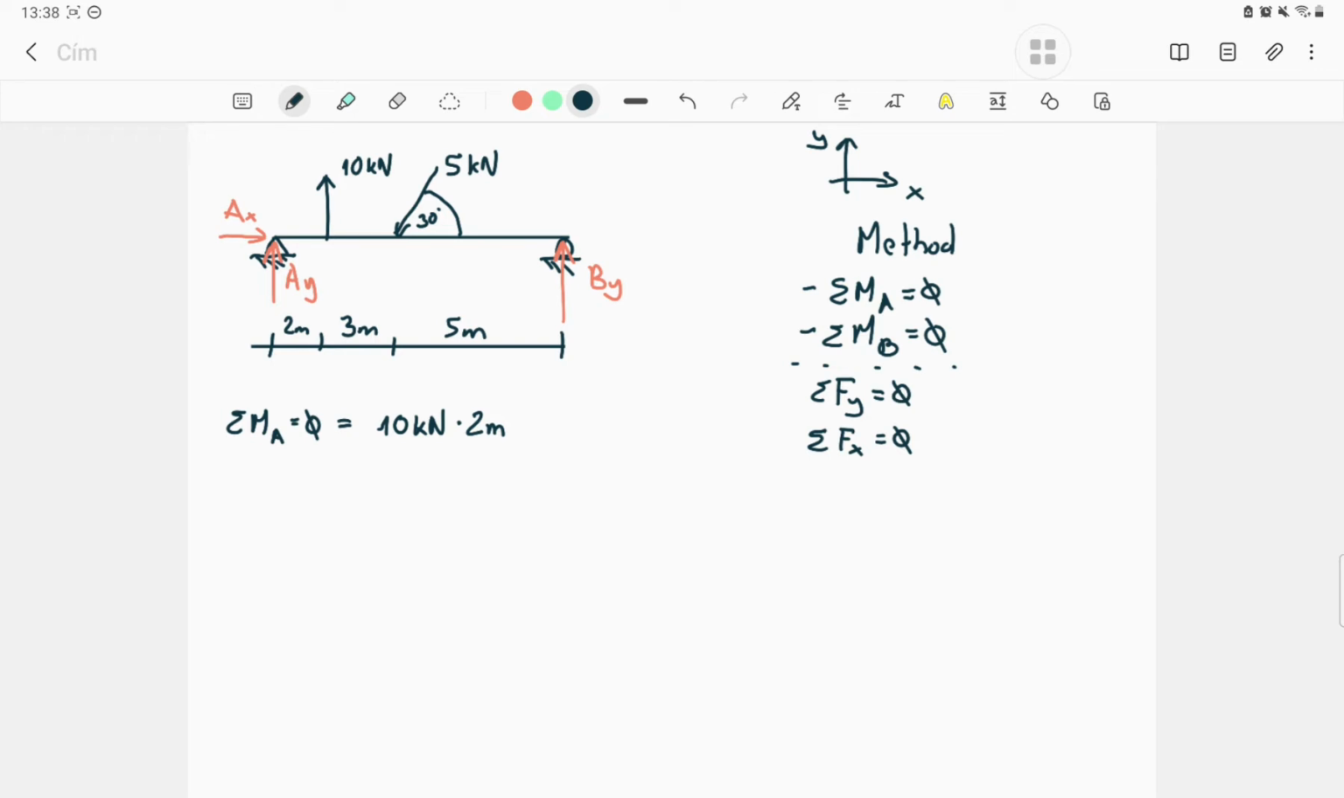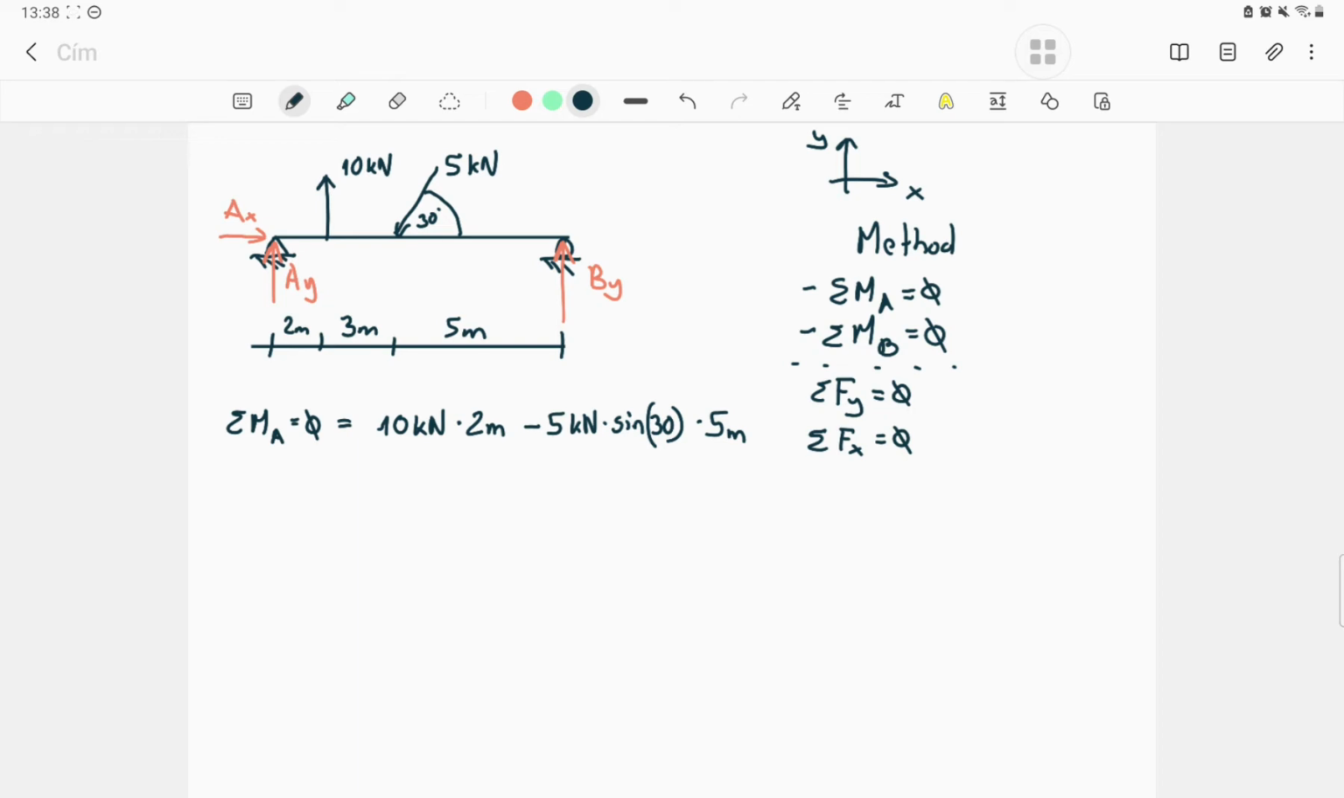So the next one, if you check the 5 kilonewton y component, that will be negative. So 5 kilonewton times sine 30 degrees will be the y component of the second force. And the perpendicular distance from the A point is 5 meters. As you see, it is opposite, so this is a clockwise rotation. This is why I marked it with a negative sign.